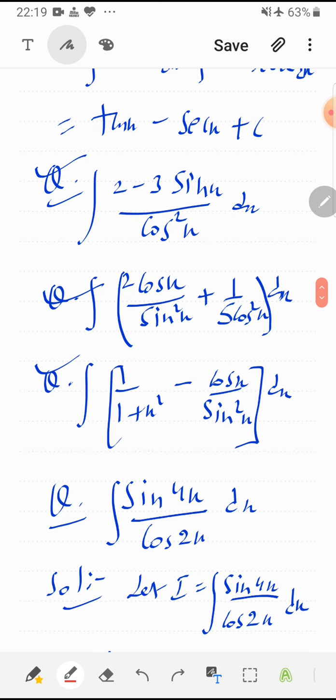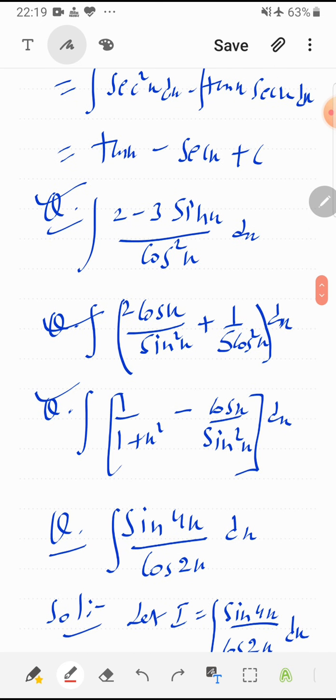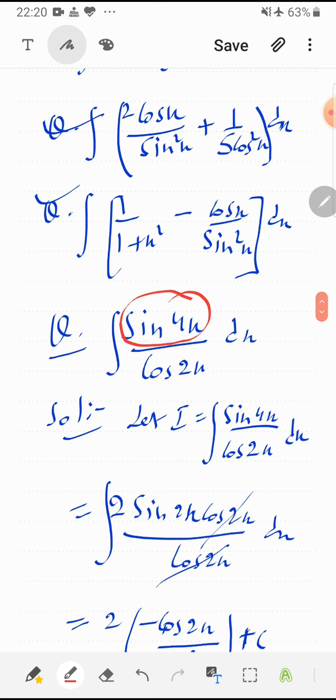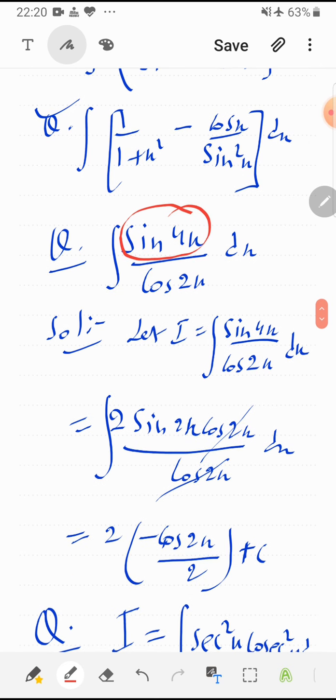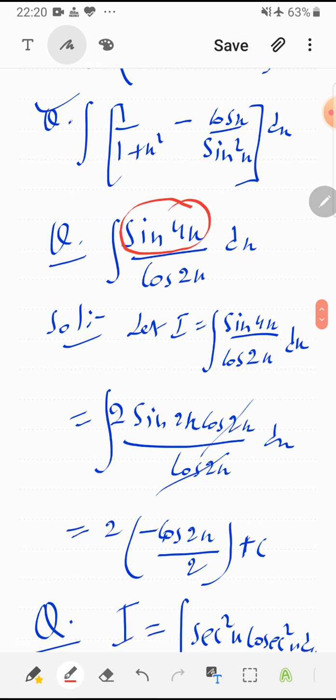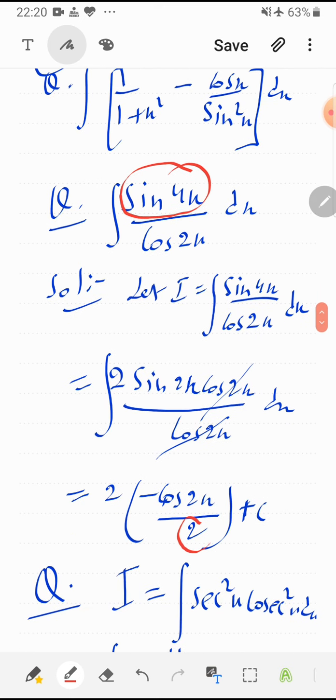Next question is the integral of sine 4x upon cos 2x. The immediate thing that can be thought of after seeing this question is that we can apply the sine 2 theta formula here. Sine 2 theta is 2 sine theta cos theta, and in the denominator there is cos 2x, which can be cancelled, so that sine 2x can be easily integrated as minus cos 2x upon 2. Remember to write this 2, because the angle is 2x and its derivative is 2.